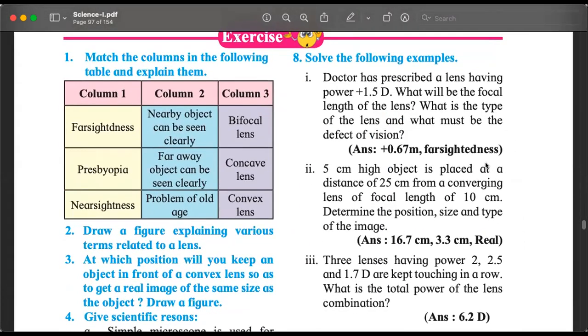Question number 1, now you can answer. In column 1, the defect is given. In column 2, the symptom of the defect is given, and column 3, the correction is given. Tell me, speak, it will be faster. Far-sightedness is what?